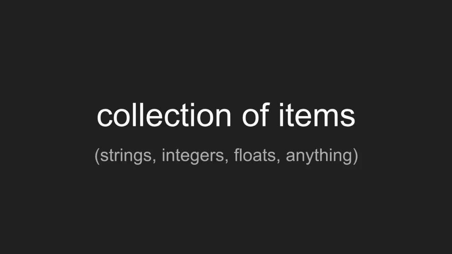We can store strings, integers, floats, and later on, as we build more complicated objects, we can store those as well, such as dictionaries and tuples. Some of the methods associated with a list are append, insert, pop, and length. Append adds an item to the end of the list, insert puts it into a specific location, pop removes the last item, and length is the number of items in that list.